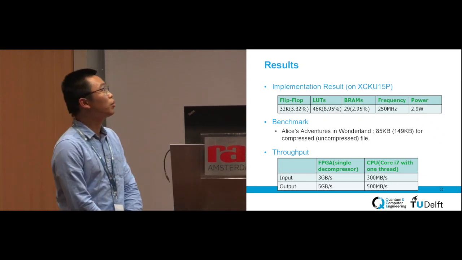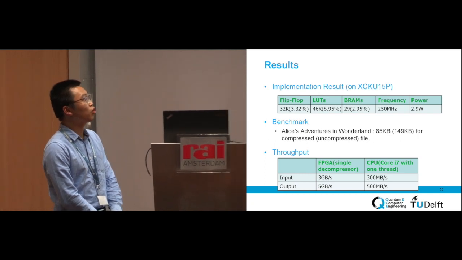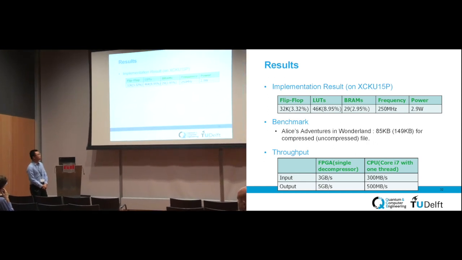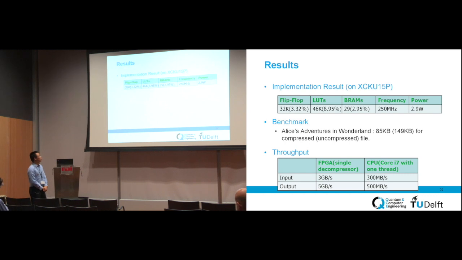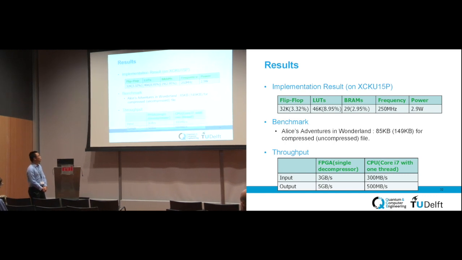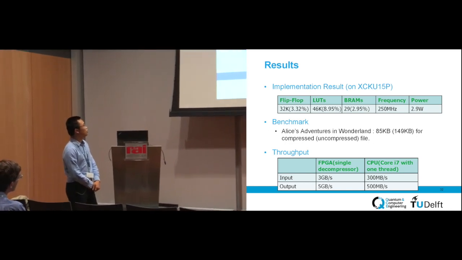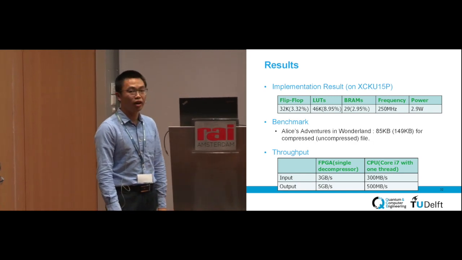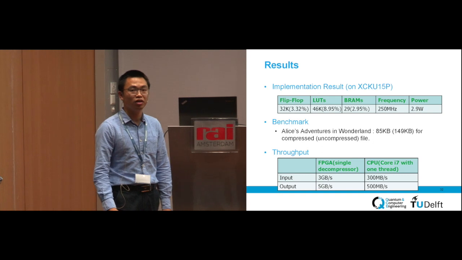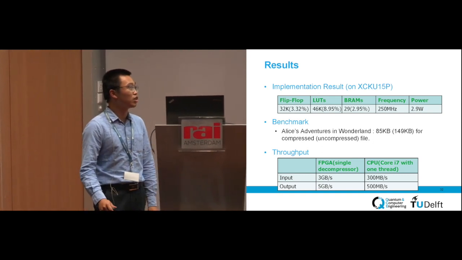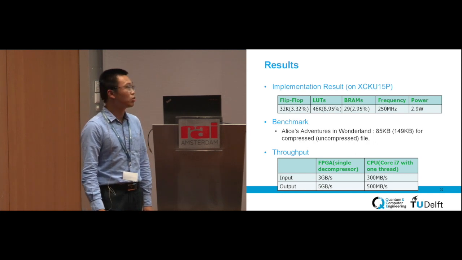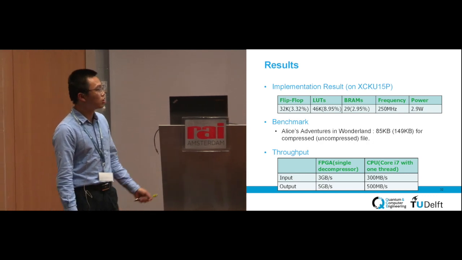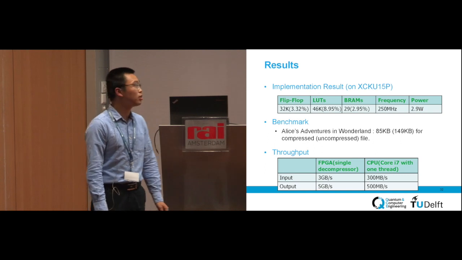We have some implementation results based on the KU15P. The most resource consumed is the LUT. It takes almost 9% of one FPGA, and we did some benchmarks. We compared with the official benchmark from Snappy. We get 5 GB per second in a single instance, compared with a single core i7, which is 500 megabytes per second. So it seems that we get a 10x speedup.